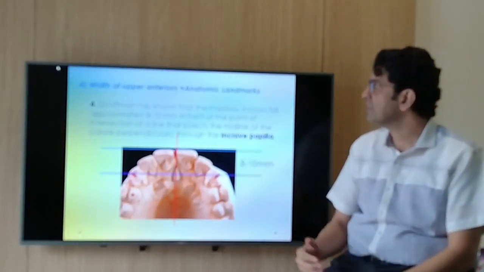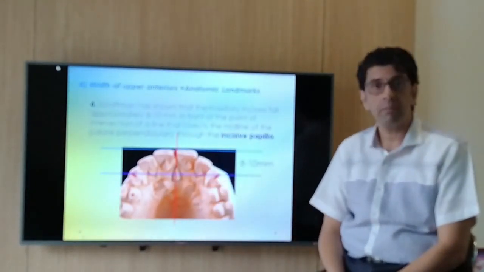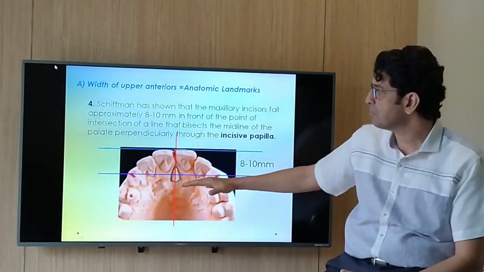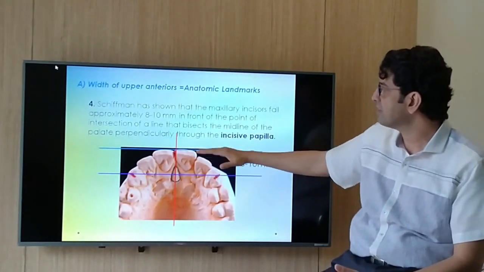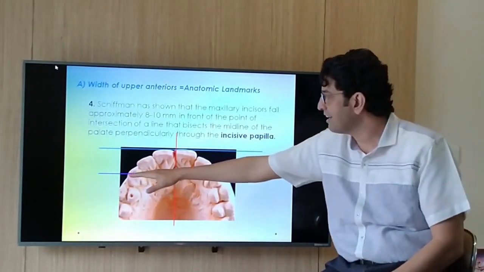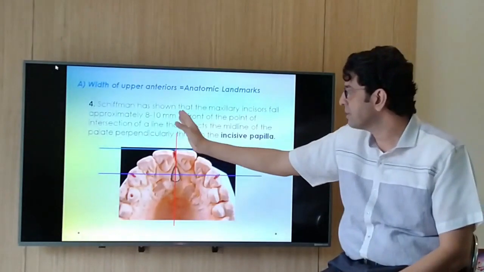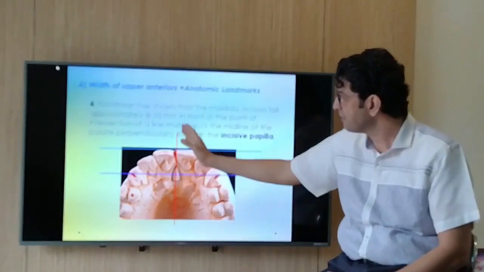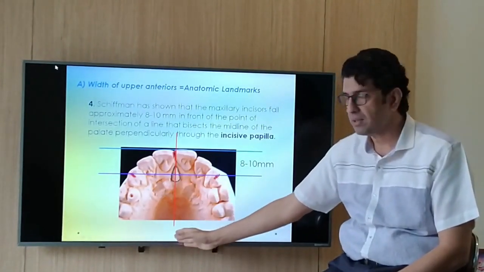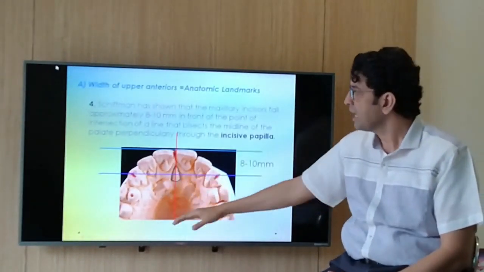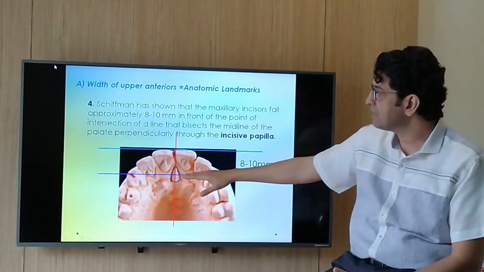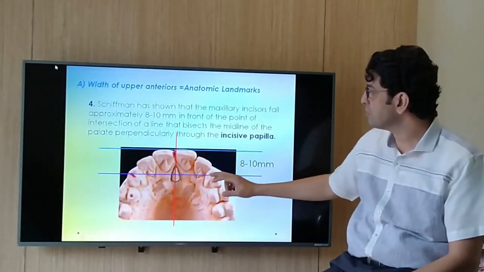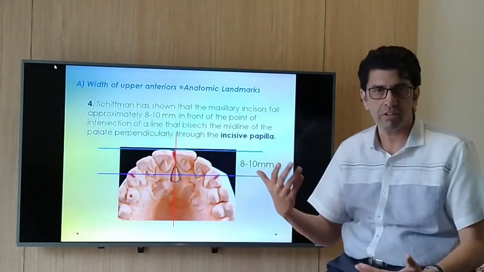Another one is the use of anatomic landmarks like the incisive papilla. Now Schiffman has shown that the maxillary incisors will be about 8 to 10 millimeters in front of the point of intersection of a line that bisects the midline of the palate through the incisor papilla. So you have the incisor papilla, you have a line passing through it, dividing the palate into two. And if you draw another line that divides the incisor papilla accurately across there, then the incisors will be about 8 to 10 millimeters in front of it.